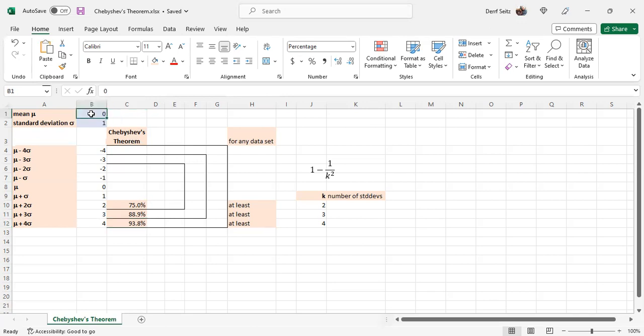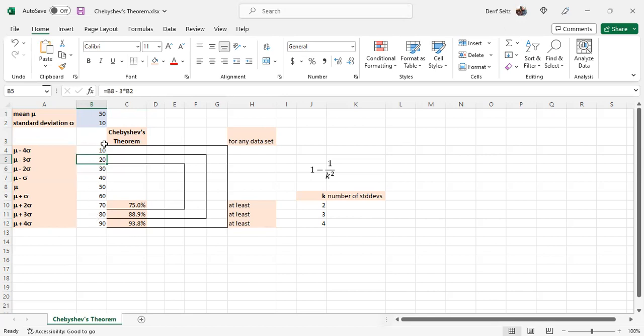If we change the mean to be 50 and the standard deviation to 10, the same percentages are guaranteed for those same boundaries. And now the boundary points for those standard deviations are recalculated automatically by this spreadsheet.